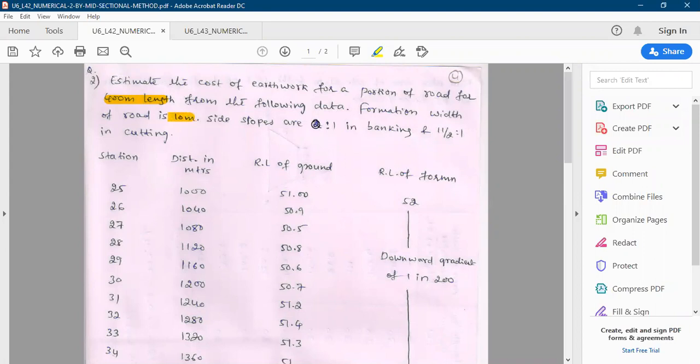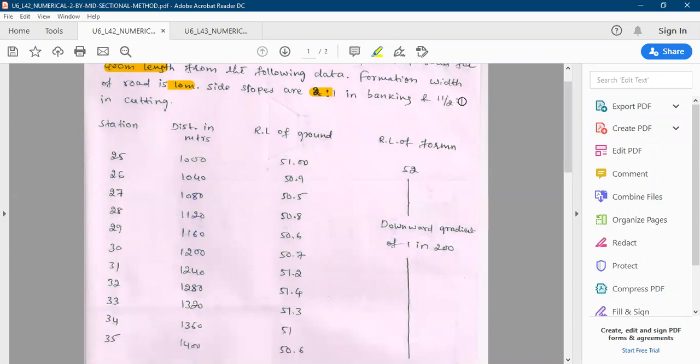Side slopes are 2:1 in banking and 1.5 is to 1 in cutting. Right, the side slopes are different for banking and different for cutting. S is 2 in banking, S is 1.5 in cutting. Right, so that is the S values you have to take when you are doing the calculation as per the question.